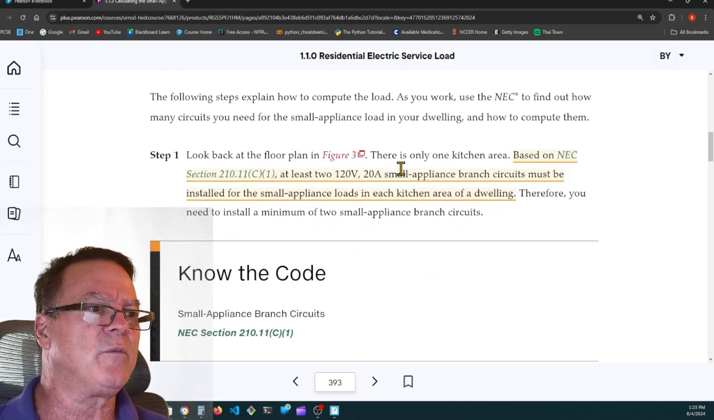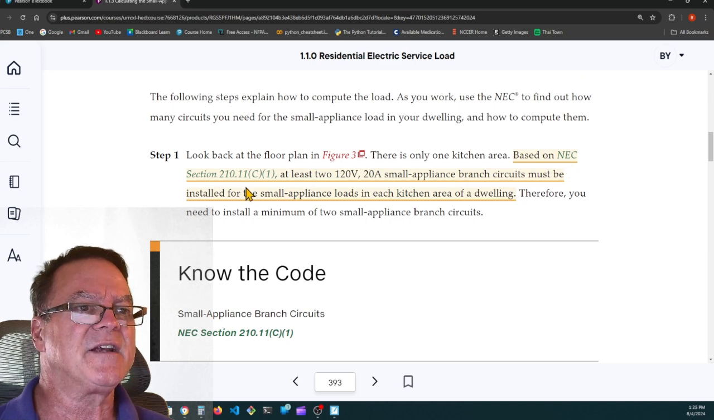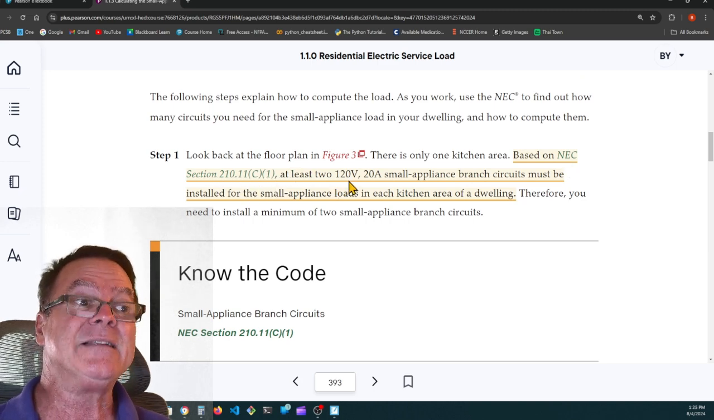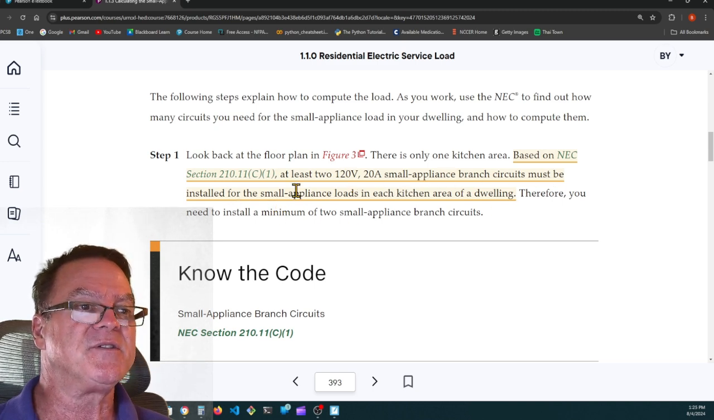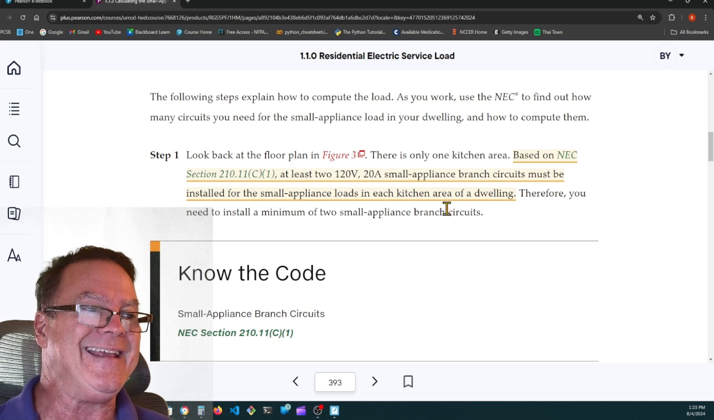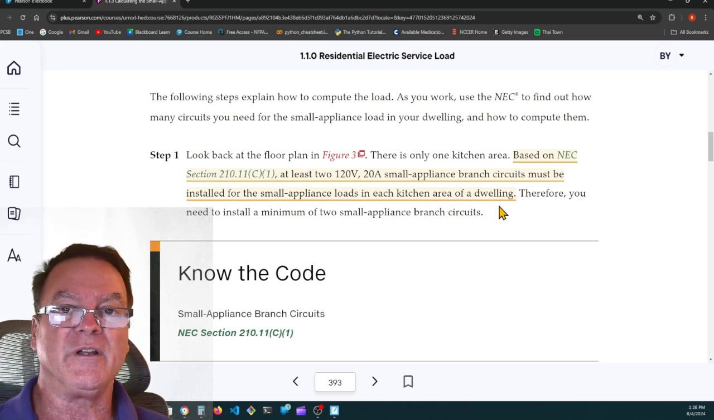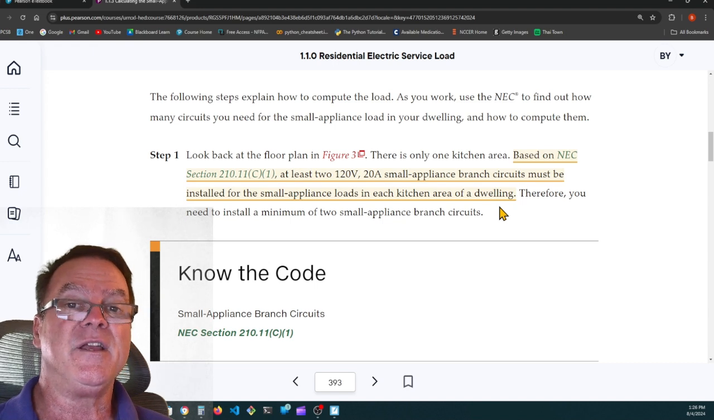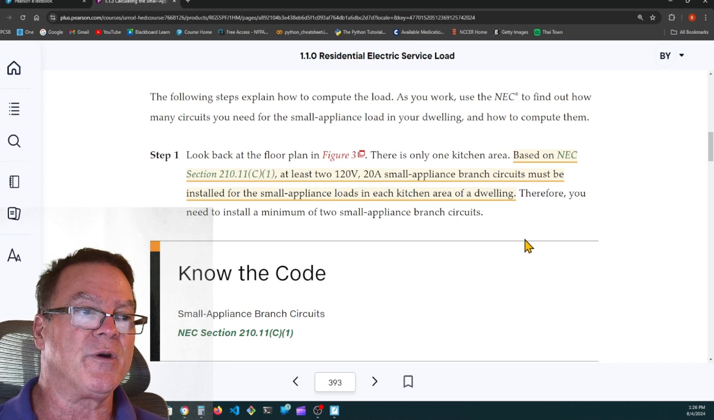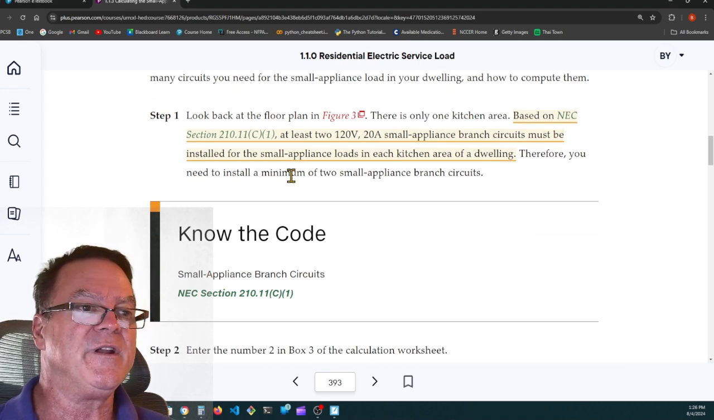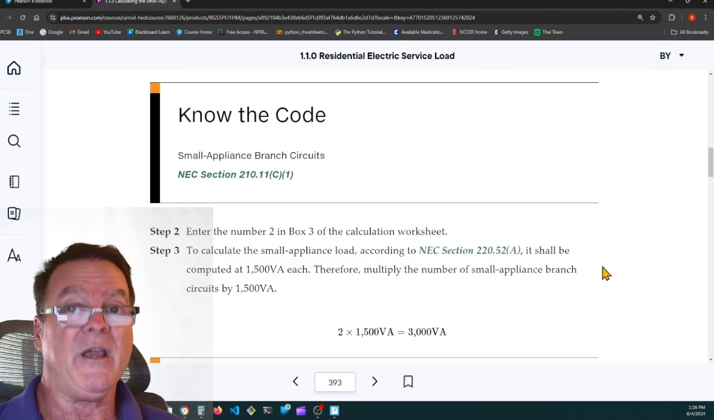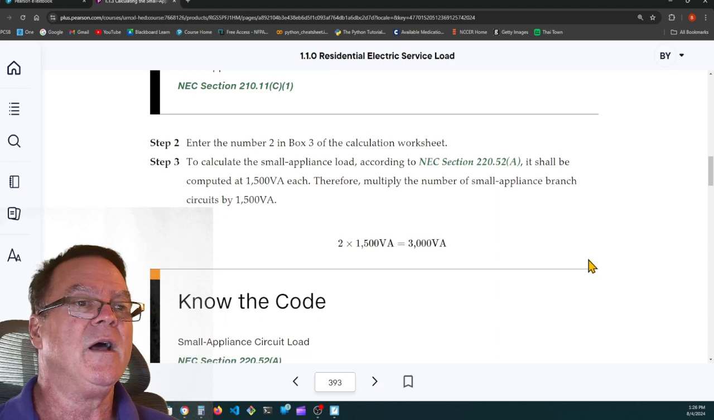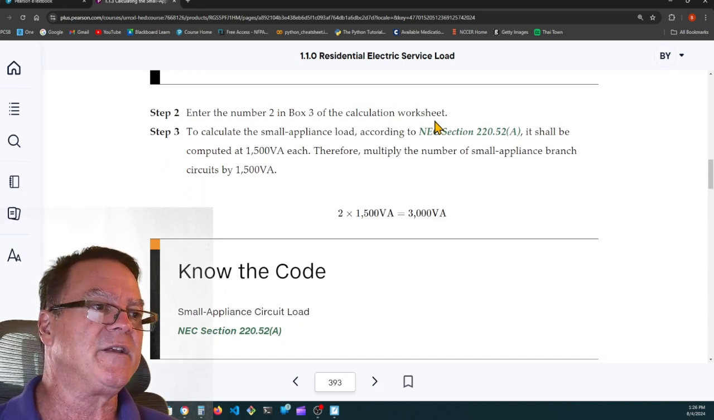It says, look back at the floor plan. It says, based on the NEC section 210.11C1, at least 2 120 volt, 20 amp small appliance branch circuits must be installed for the small appliance loads in each kitchen area of a dwelling. If you have 2 kitchens, you have to supply a minimum of 4 small appliance branch circuits, 2 per kitchen. Therefore, you need to install a minimum of 2 small appliance branch circuits. Are you allowed to put more than 2? Yeah, you can put as many as you want. Enter the number 2 in box 3 of the calculation worksheet.